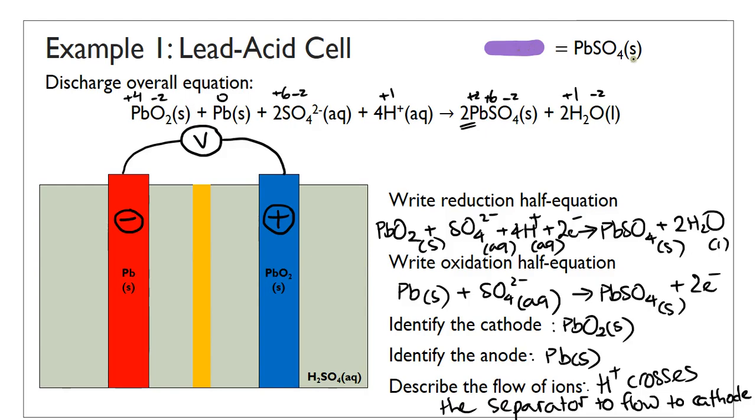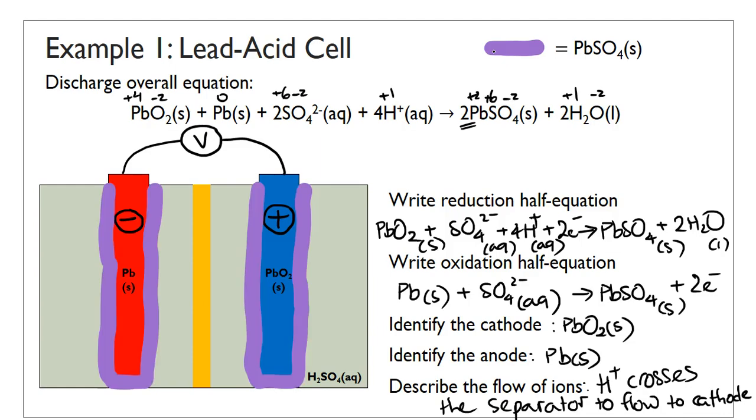So I'm just going to use this. It's not highlight, it's like a texture thing. There are so many interesting tools with PowerPoint, by the way. I'm just going to represent PbSO4 with this purple, really disgusting. It looks like a paste, but let's just assume it's solid.